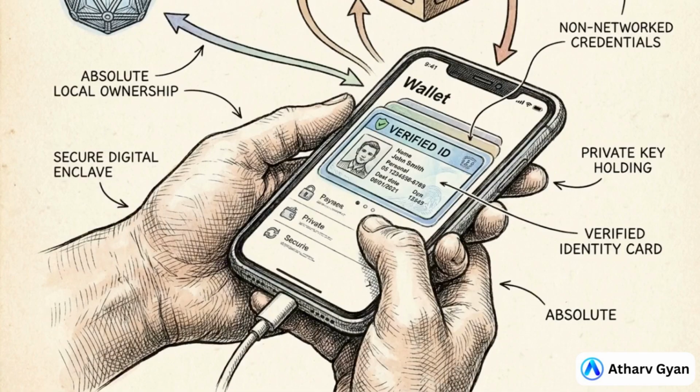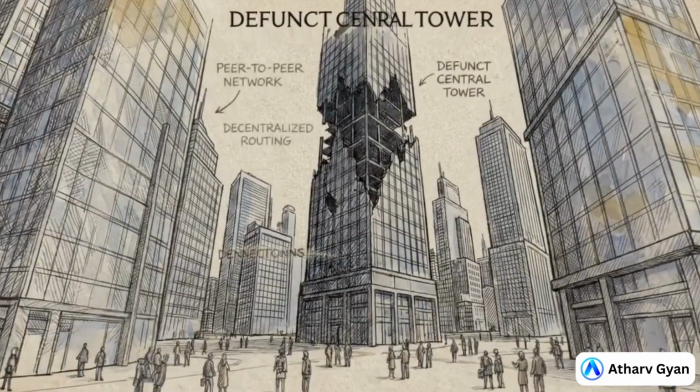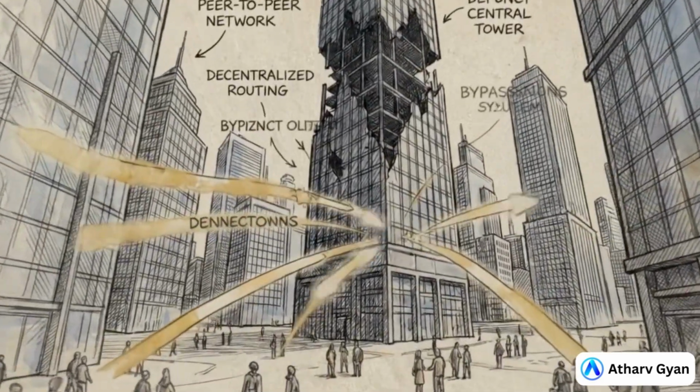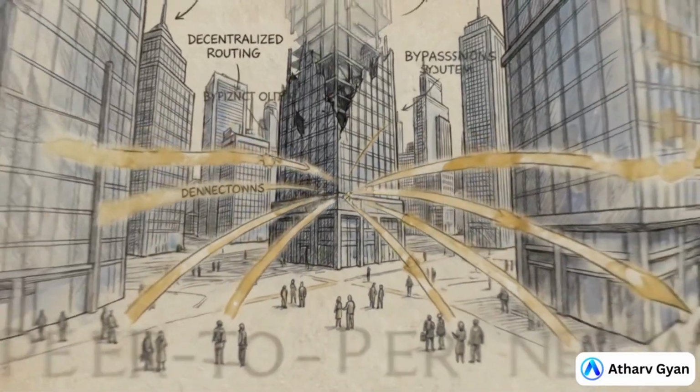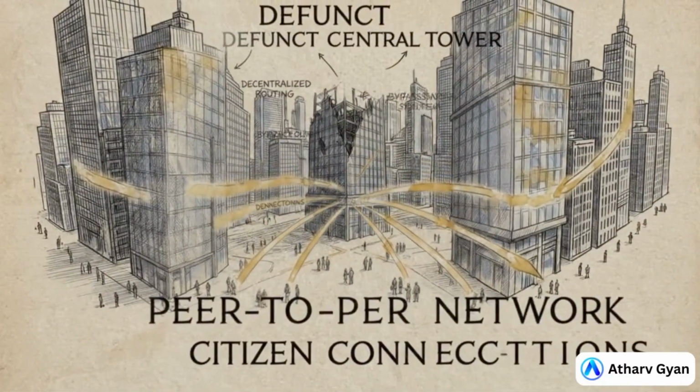Users no longer ask permission to verify who they are. They retain exclusive possession of their identifying data. By replacing central servers with verifiable cryptography, this sovereign architecture enables identity verification to function as a peer-to-peer interaction rather than a centralized service.